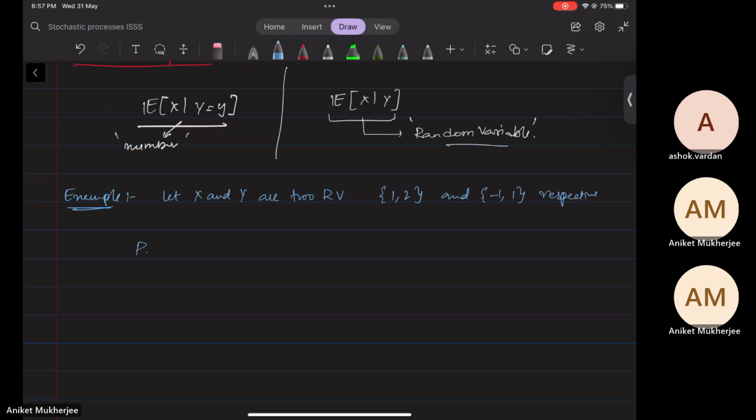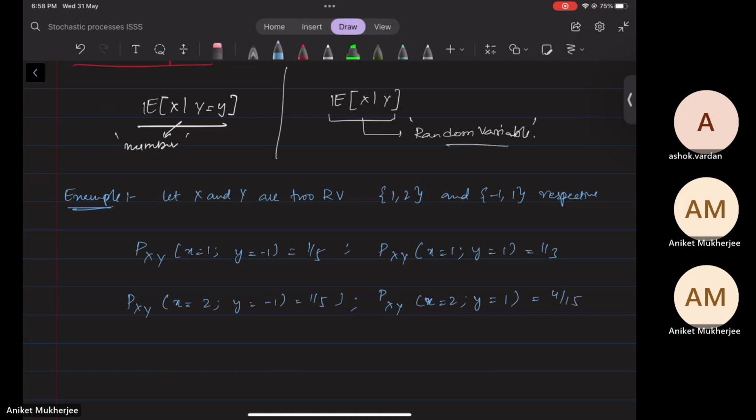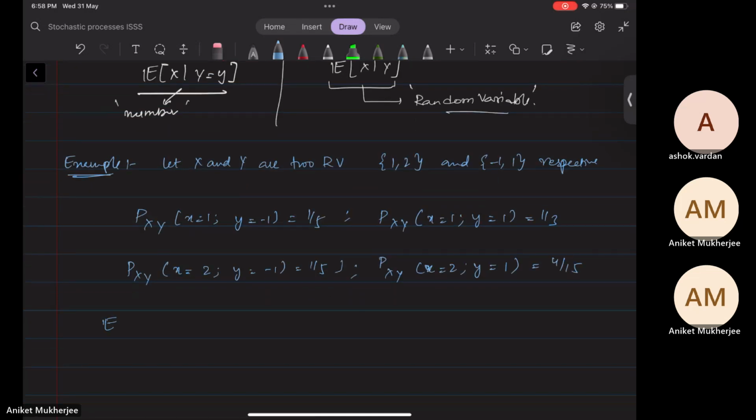The joint PMFs are given as follows: probability of X equal to 1, Y equal to minus 1 is 1 by 5. X equal to 2, Y equal to minus 1 is 1 by 5. X equal to 1, Y equal to 1 is 1 by 3. X equal to 2, Y equal to 1 is 4 by 15. Okay. So now calculate expectation of X given Y and expectation of Y given X.